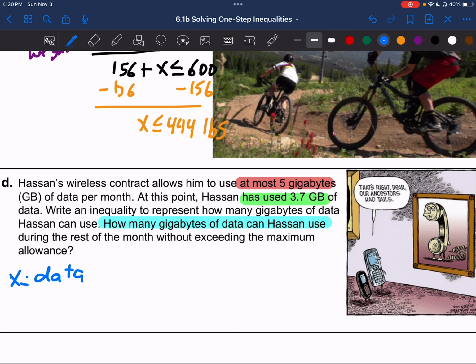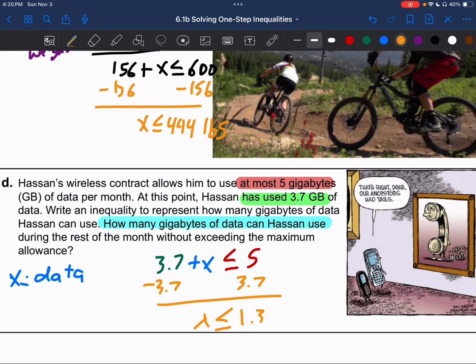So we have 3.7 plus the unknown amount is going to be less than or equal to the 5 gig max. Subtract 3.7 from both sides, and we get x is less than or equal to 1.3 gigabytes of data. So he would need to use less than 1.3 gigs of data in the remainder of the month in order to not incur any extra charges.